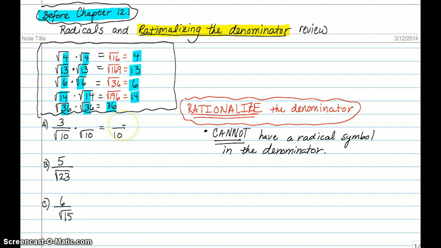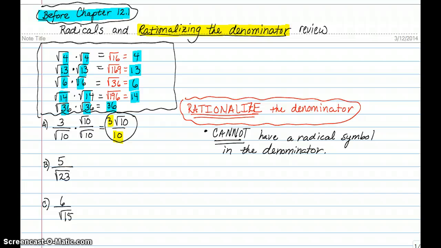That gives you 10. Whatever you do to the denominator, you must also do to the numerator. So it's 3 times the square root of 10 over 10. You do have to look to see whether or not the 3 and the 10 can be simplified. They can't. 3 over 10 is the simplest form. So that is the final answer on that rationalization of the denominator.